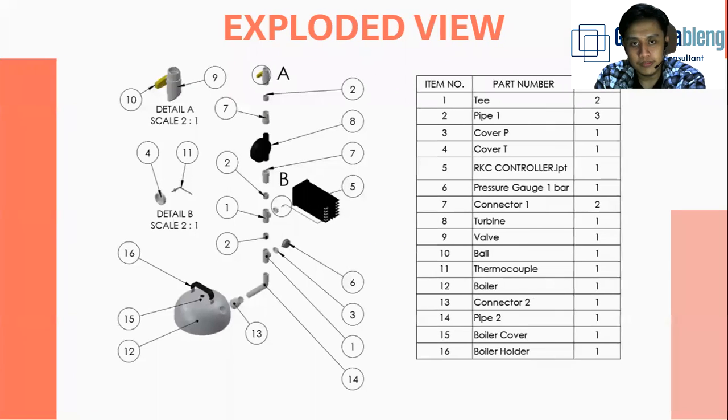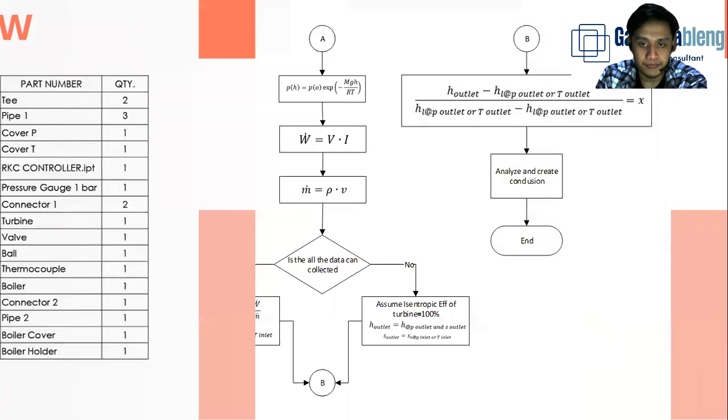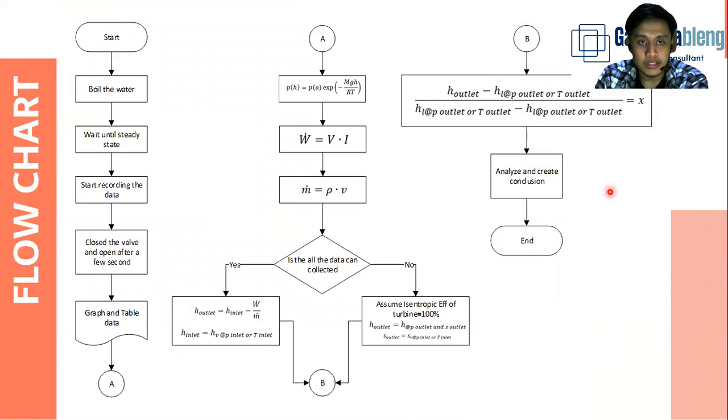Okay, here is the exploded view of my 3D model. There's an RKC PID control, a pressure gauge, punch bar, and there's a connector, a turbine, a valve, etc. And here the flow chart, first to boil the water and etc. I will explain it in the video, but for this stage is the calculation.